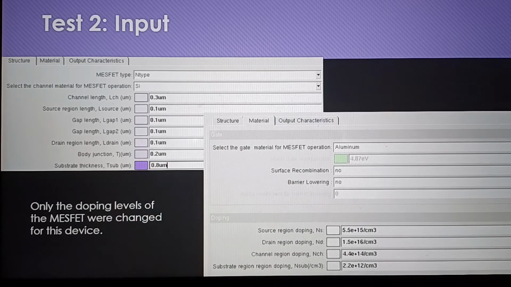So I changed the source region doping to 5.5 times 10 to the 15 centimeters cubed, the drain region doping to 1.5 times 10 to the 16 centimeters cubed, the channel region doping to 4.4 times 10 to the 14 centimeters cubed, and the substrate region doping to 2.2 times 10 to the 12 centimeters cubed.